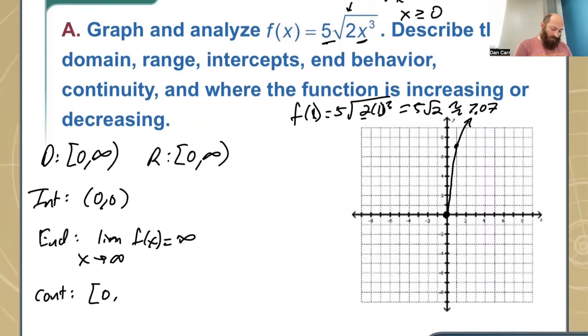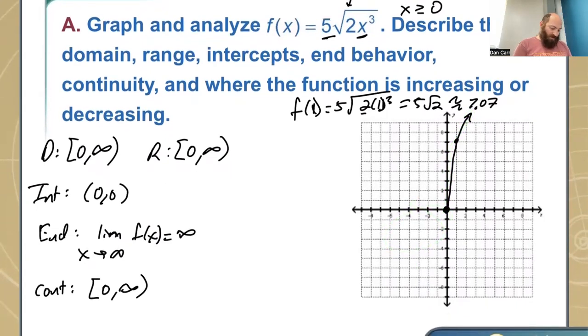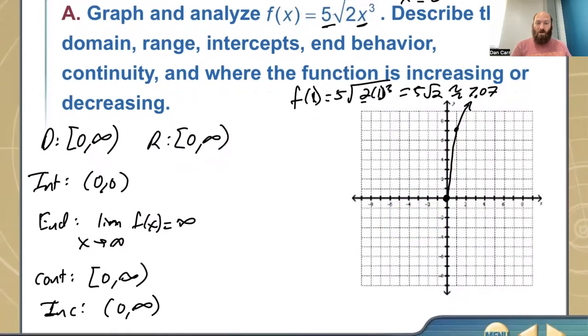It is continuous on the interval of 0 to infinity. Okay, so it's continuous from here on that way because obviously it doesn't exist that way. And increasing or decreasing, this graph is always increasing. So it's increasing on the interval of 0 to infinity. So that's all my characteristics with that one.